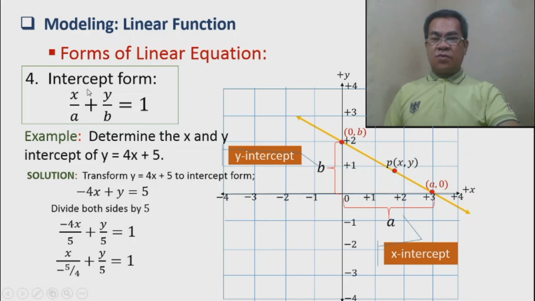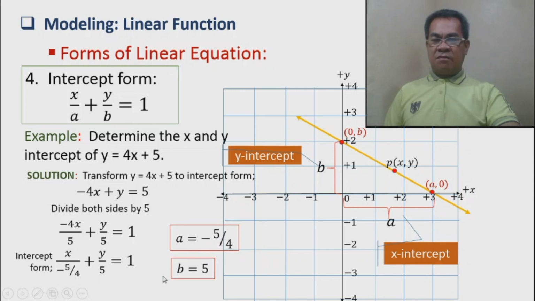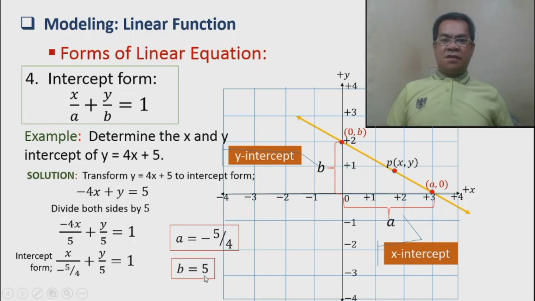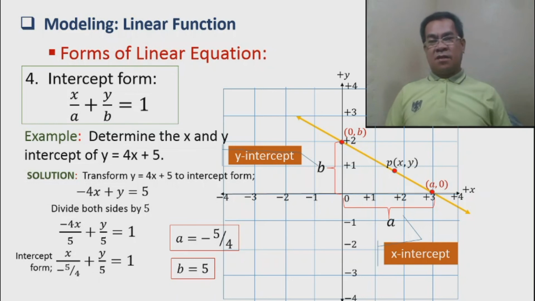Why? Because we want to adapt the intercept form in order to solve for a and b. So doing this is actually solving for a and b. The denominator of x is a, and the denominator of y is b, so we can easily pick them up. Therefore, a is negative 5 over 4, and b is 5. That's it. Very simple. Okay?